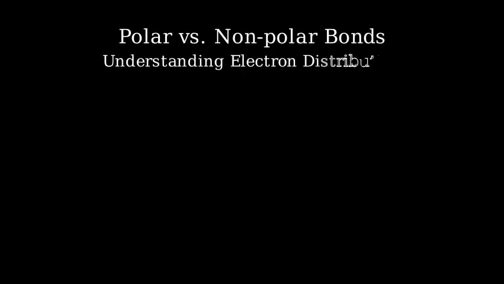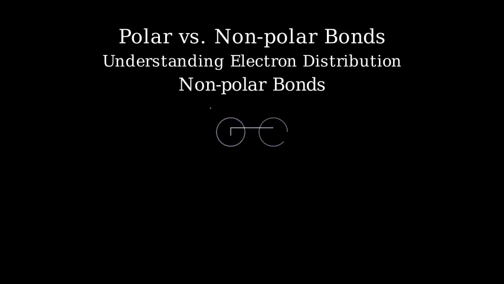Let's learn about polar and nonpolar bonds in chemistry. These bonds differ in how electrons are shared between atoms. Let's start with nonpolar bonds. In a nonpolar bond, the electrons are shared equally between two atoms. A perfect example is nitrogen gas, N2, where two identical nitrogen atoms share electrons evenly.